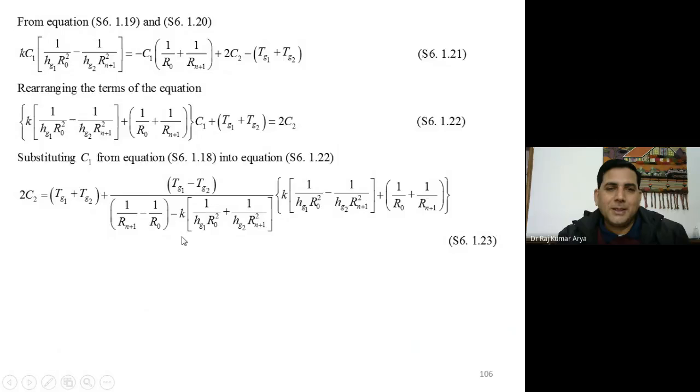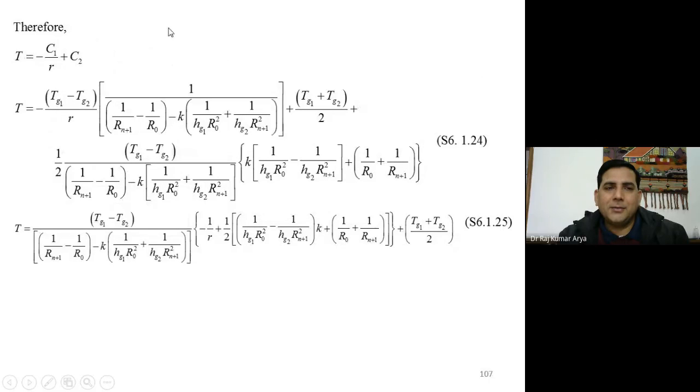So you will get this one, and finally, this is your expression of T is minus C1 upon r plus C2. So you have the expressions of C1 and C2, and this is your final expression of temperature in terms of the convective boundary conditions. The only variable here is r only. This one is r.